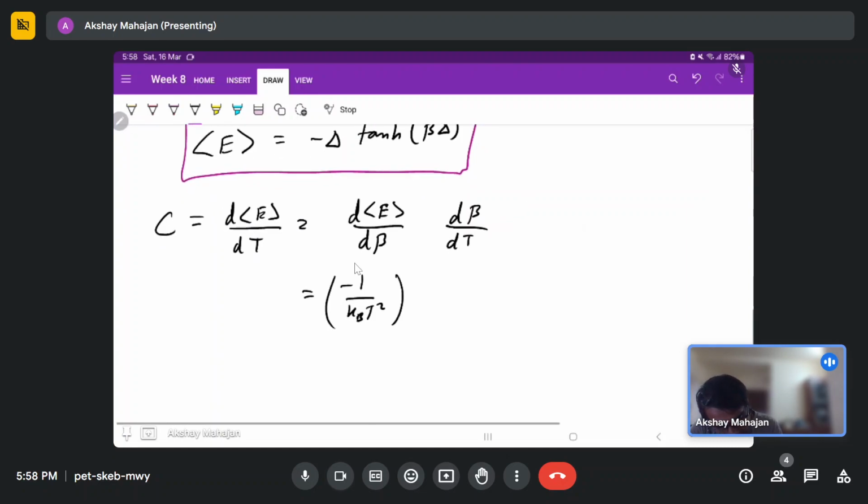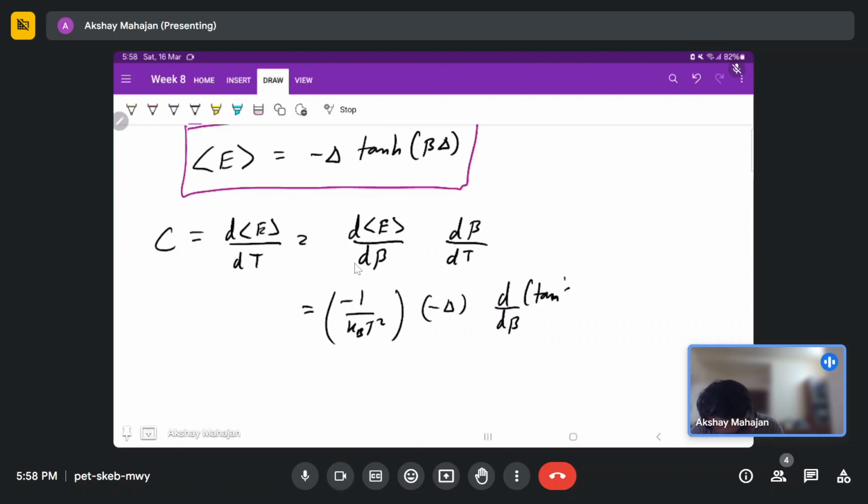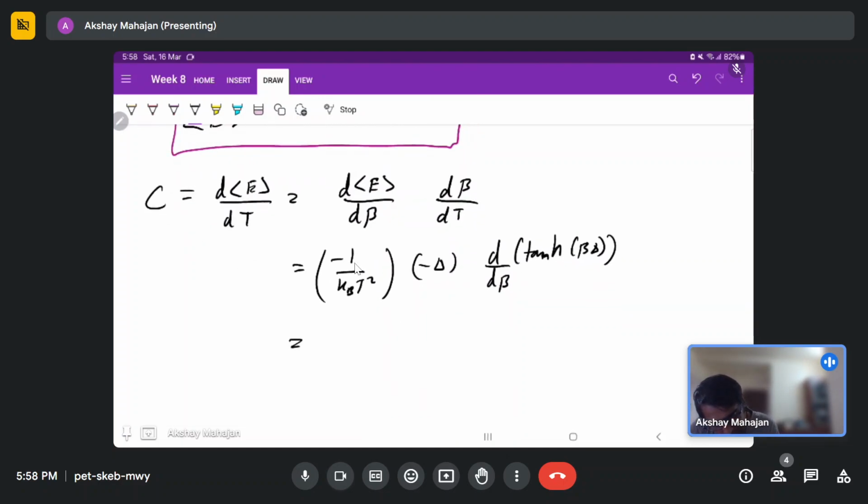Okay, and then we have the differentiation of d epsilon by d beta, and this will give us minus delta times d by d beta of tanh(beta delta). Okay, so this we have to do, and this you can further write it as, let's say, delta over kBT squared. Okay, this will be delta over kBT squared.